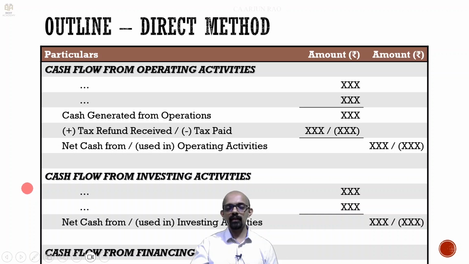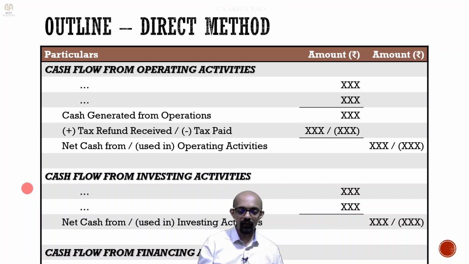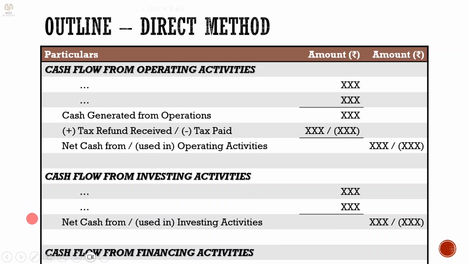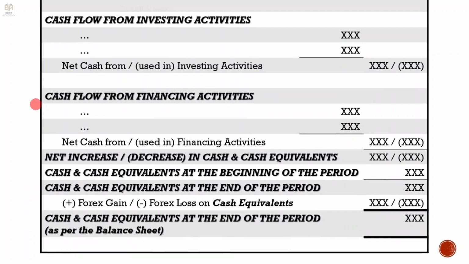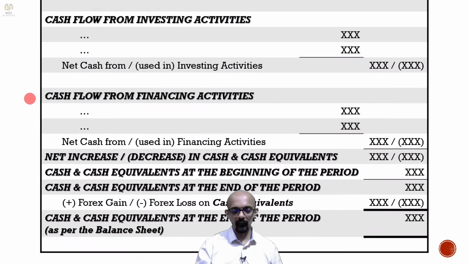Then cash flow from investing activities, we just list out the various items. We may get capital gains tax if any here, that also has to be shown separately. And then net cash from or net cash used in investing activities. Next we have cash flow from financing activities. This also we just list out the various items: net cash from or used in financing. You may get dividend distribution tax if any as a separate line item. This investing and financing activities, the manner of preparation is same in both methods, direct and indirect.